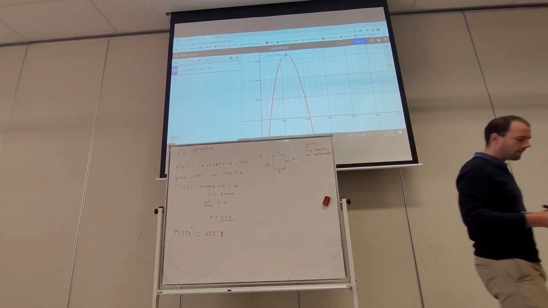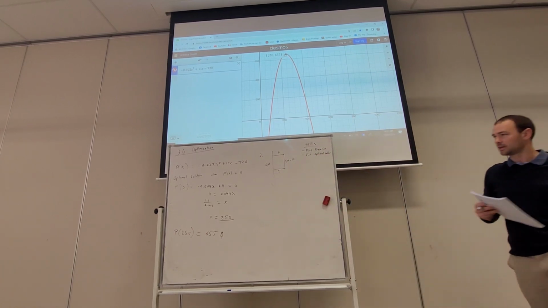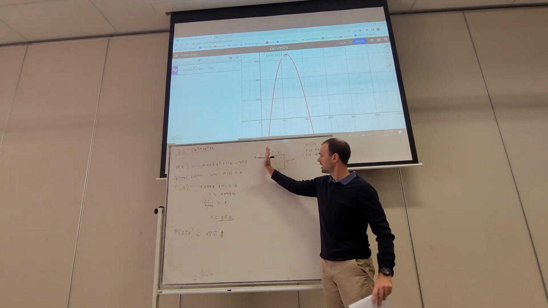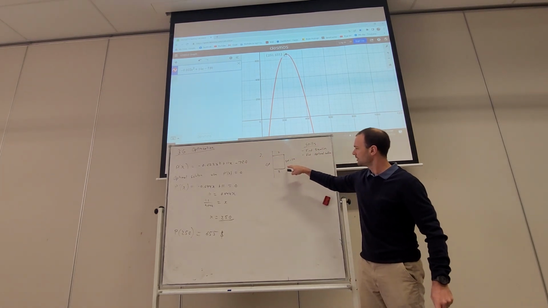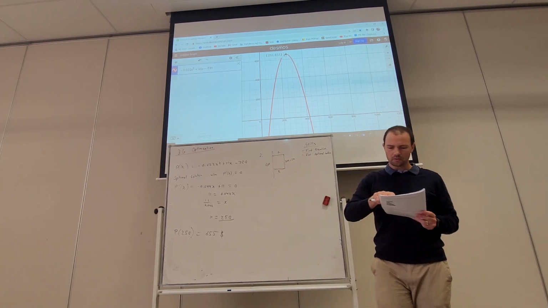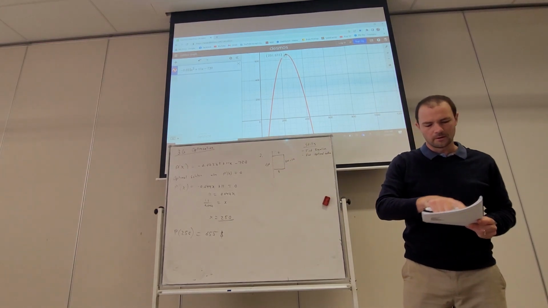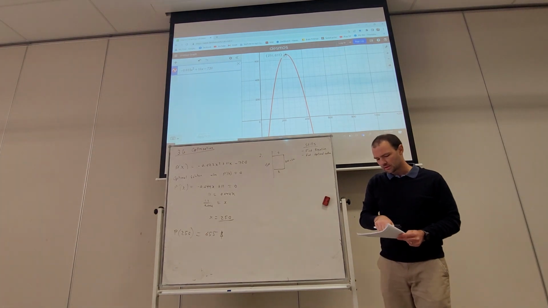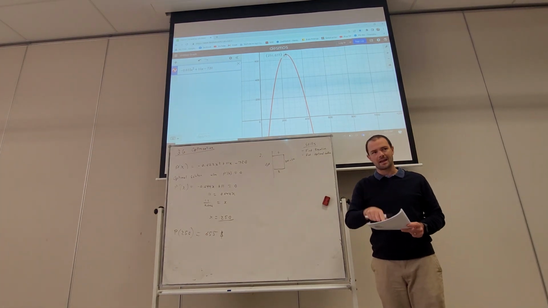All right, on to number 2. We've got a farmer who wants to build a duck enclosure against an old shed. So he's got a shed here, and he's going to build a rectangular fence around it, and he's got 200 meters of fencing to use. Find the dimensions that provide the maximum area for the ducks.